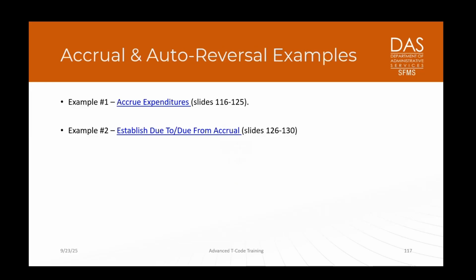So I've got two examples. The first is a simplified example on how to accrue expenditures. The slides go through that very step-by-step detailed explanation of how you would pick a T code, and I'm going to go through those pretty quickly because you've seen that pattern. But if you're new to using accrual T codes or you want to walk through each of those steps, please look at those slides in more detail to see how you would do that.